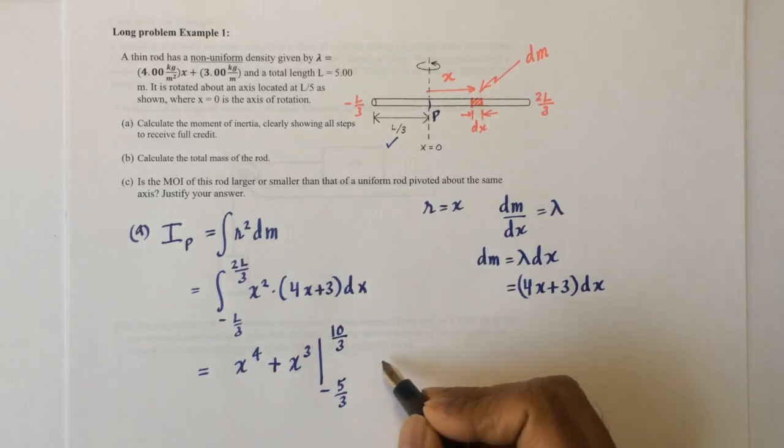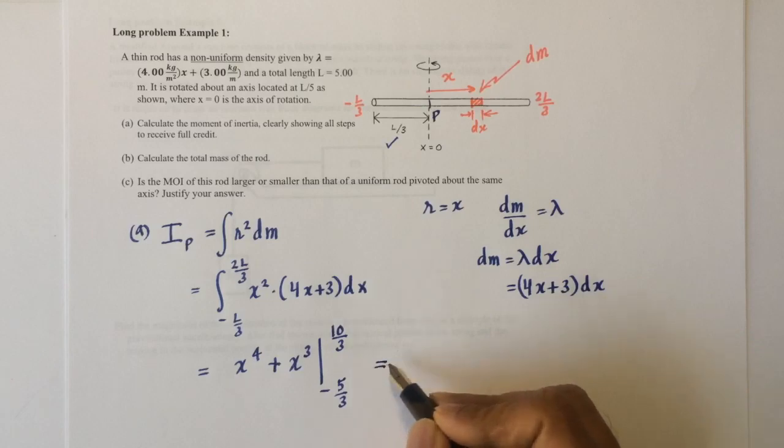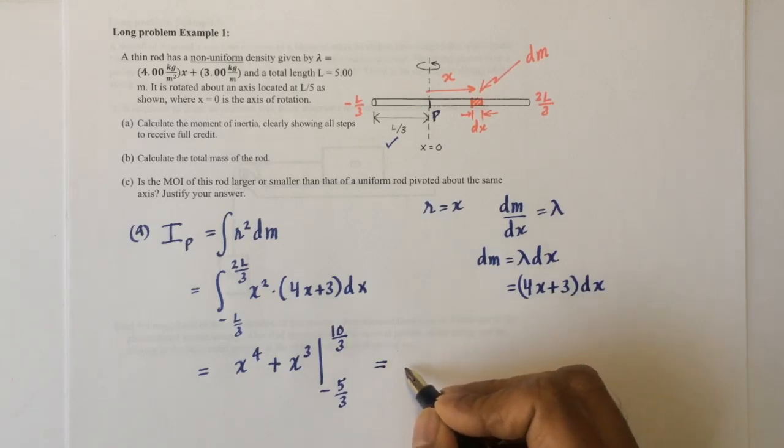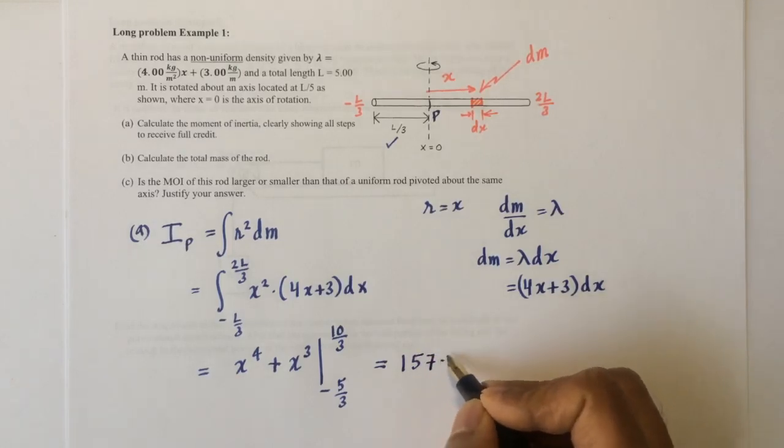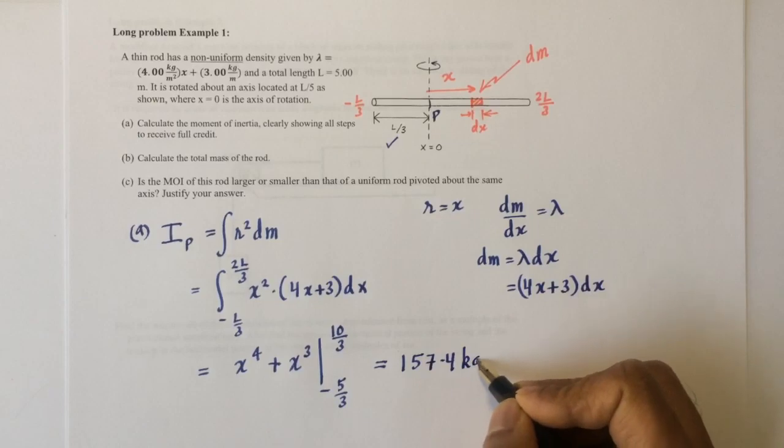And I'm not going to worry about working this out in front of you. You just try it on your calculator and you will get the answer, which is 157.4 kg meter squared.